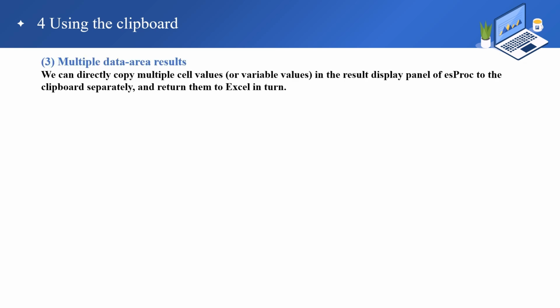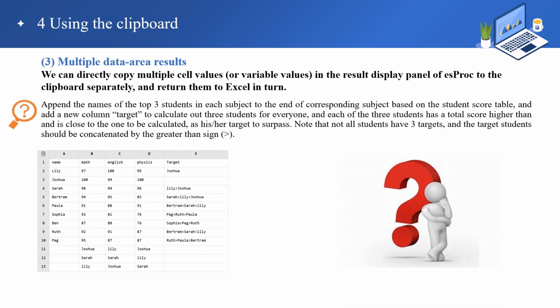The clipboard function can only return one result, but some complex operations may need to return multiple results. What should we do? We can directly copy multiple cell values, or variable values, in the result display panel of sproc to the clipboard separately, and return them to Excel in turn. Let's still take the student score table as an example and make the calculation objective a bit more complex.